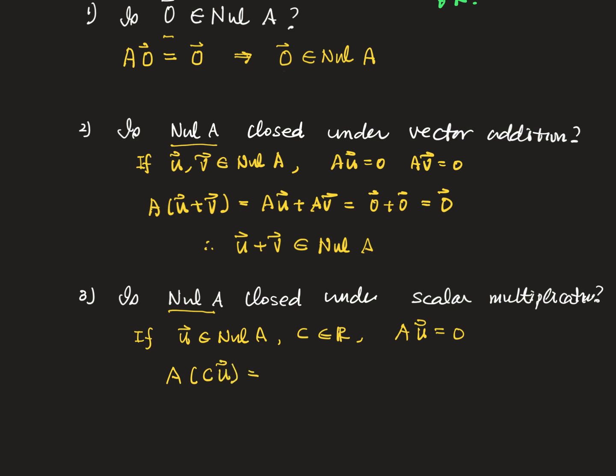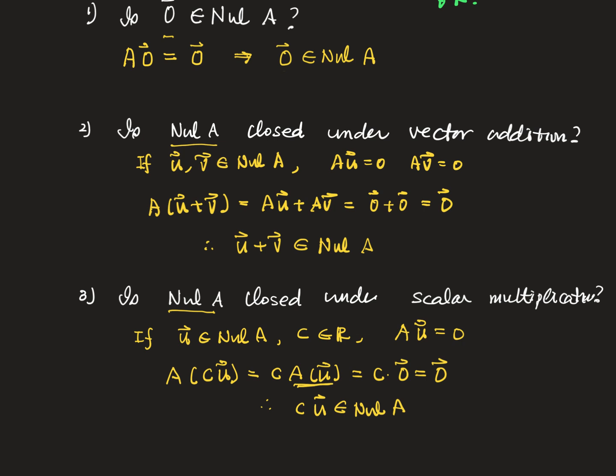So matrix transformation is linear. So C is going to come out: C, A, U vector. So you find that this one is a 0, right? So this one is C times the 0 vector. That's going to be the 0 vector. So you're going to say C U is in the null space of A. So we prove that the null space is a subspace of Rn.